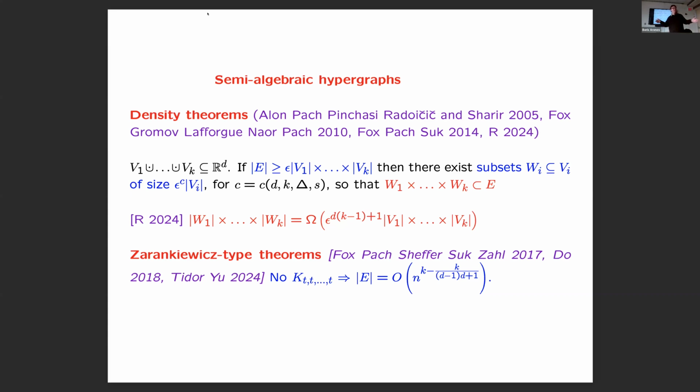So you say either you have a large complete k-partite hypergraph, or you have many edges, and you are looking at various regimes. Notice in the Zarankiewicz version, most people care less about how t affects the bound, while in density it matters.